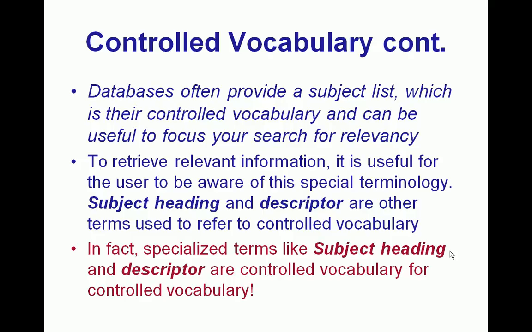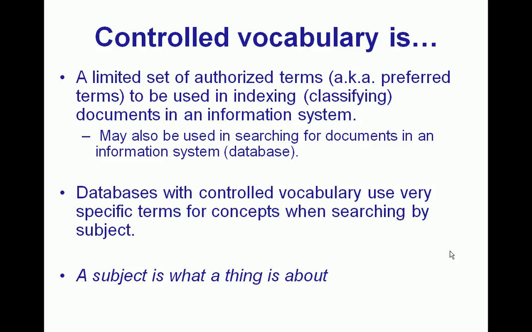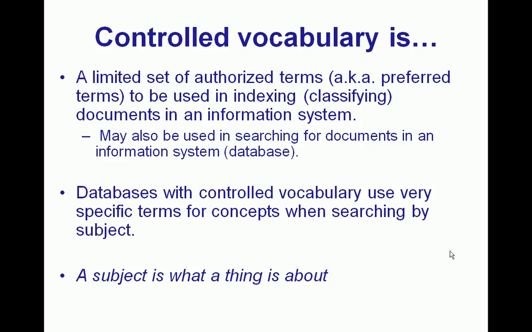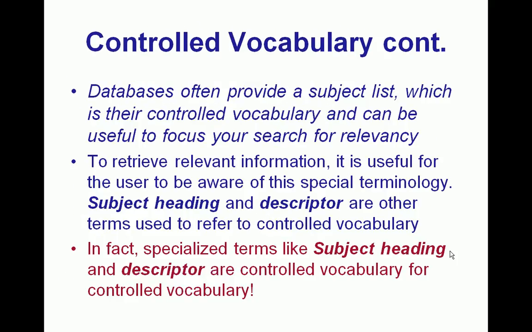Controlled vocabulary continued. Well, we said earlier that a subject is what a thing is about. Databases often provide a subject list, which is their controlled vocabulary and can be useful to focus your search for relevancy because subjects are what a thing is about. Relevancy, subjects, they're kind of along the same lines, don't you think? To retrieve relevant information, it's useful for the user to be aware of this special terminology. Subject heading and descriptor are other terms used to refer to controlled vocabulary. In fact, specialized terms or alternate terms like subject heading and descriptor, if you think about it, are controlled vocabulary for controlled vocabulary.